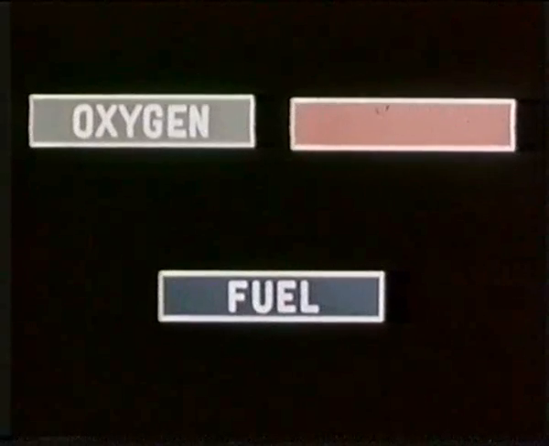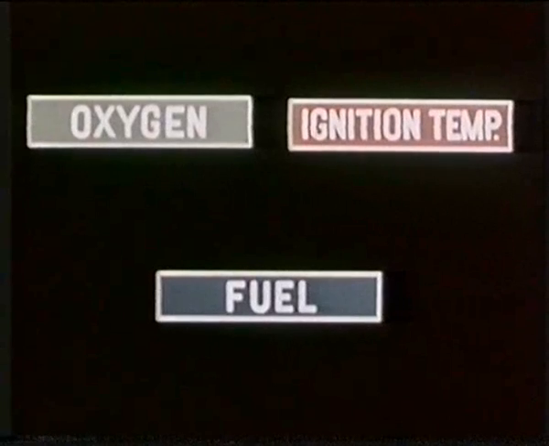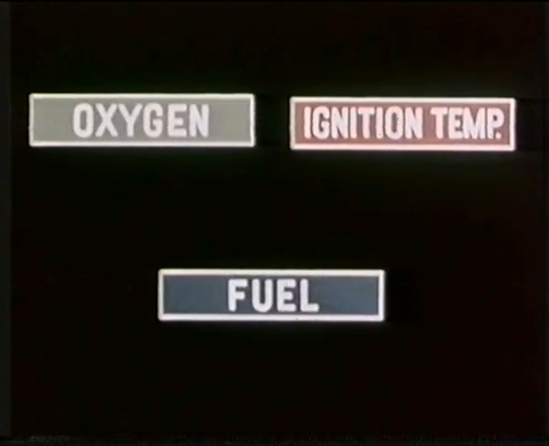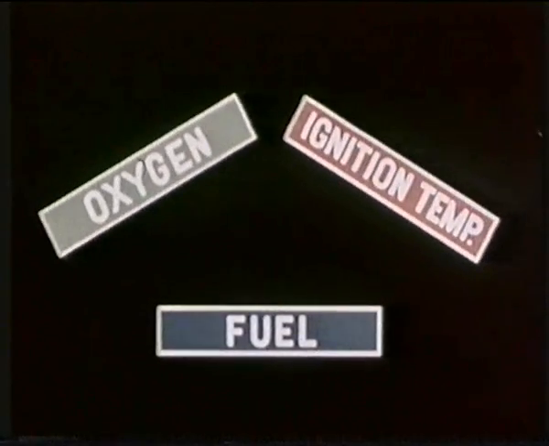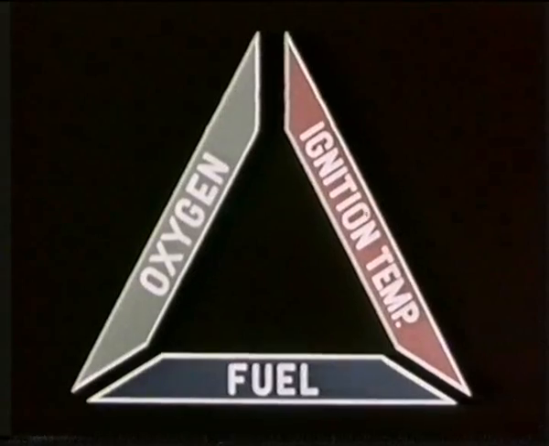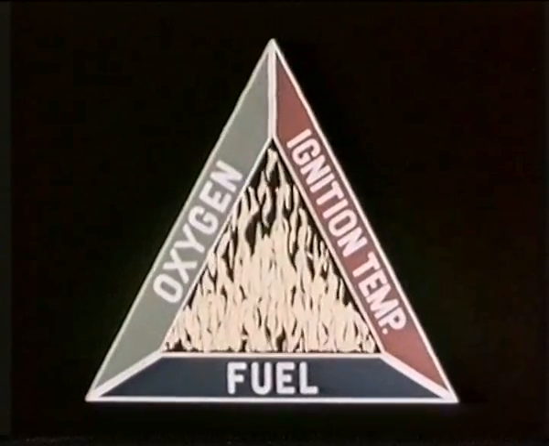But whether controlled or uncontrolled, fire requires three elements to keep it alive. One of these is fuel. Another is oxygen. The third is ignition temperature, the temperature at which fuel and oxygen will ignite. No fire can exist without all three of these being present, like the three sides of a triangle. And whenever all three of these elements come together, there is a fire.